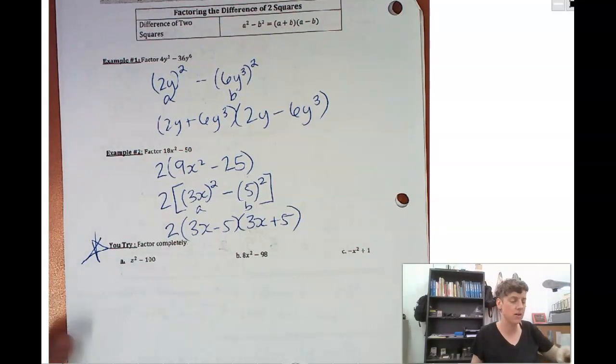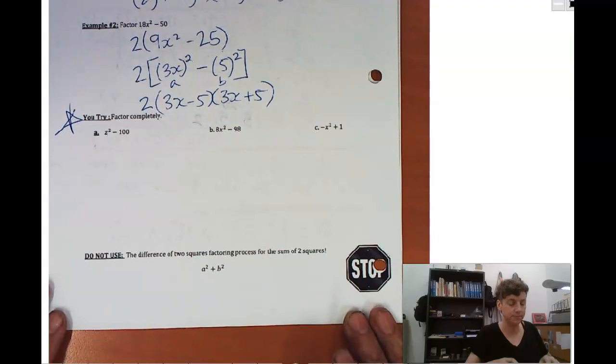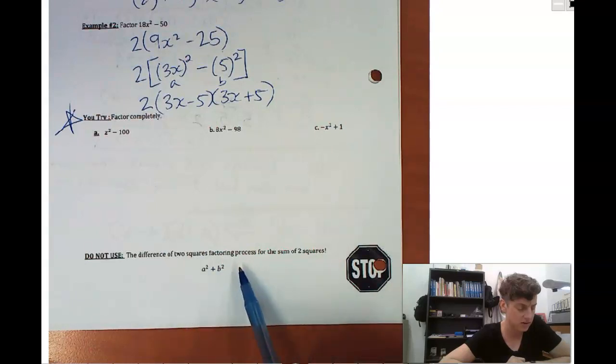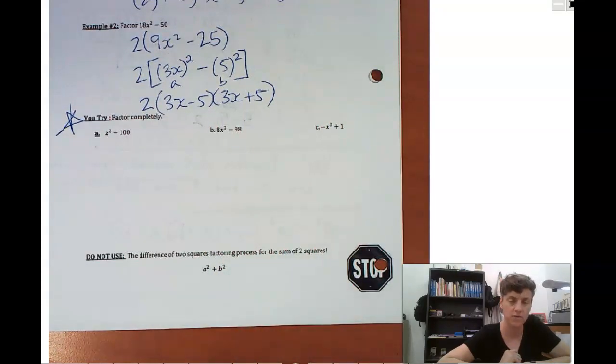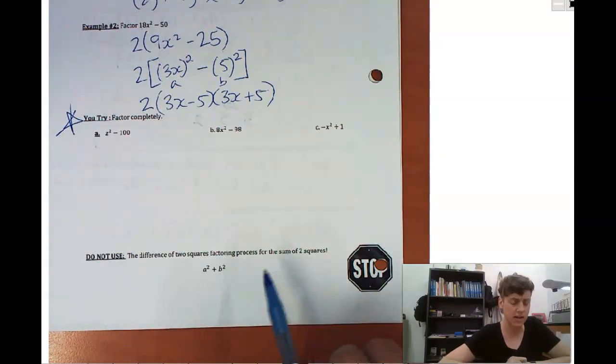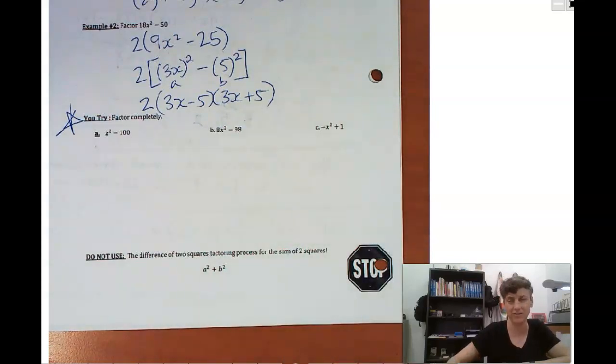All right. Here's some you tries. Factor completely using your difference of squares formula. All right, a little word to the wise. Difference of squares factoring is not going to work for sum of squares. Not going to work at all, because it's just not true. So don't use difference of squares factoring to handle sum of squares. Don't do it.